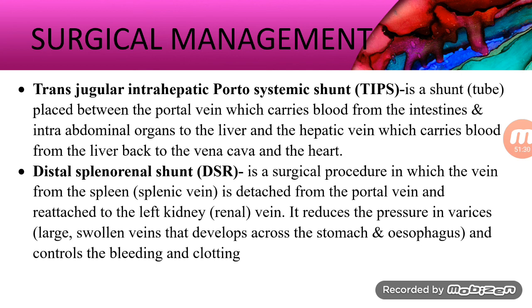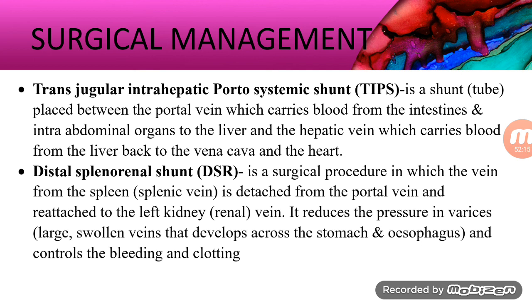Then the distal splenorenal shunt. It is also a surgical procedure in which the vein from the spleen is detached from the portal vein and reattached to the kidney vein. That means they will cut the splenic vein from the portal vein, and that cut part will be reattached to the left kidney vein. It reduces the pressure in varices.